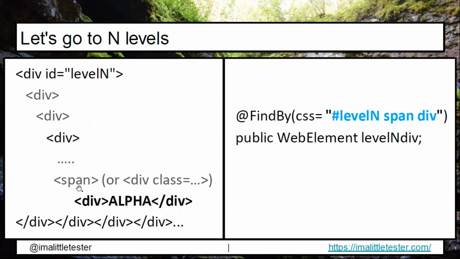However, this span does. So when this selector is evaluated, it will say, find me the first child of level N ID, which is a span, which is here, and then find me the div child of that span. And in our case, this is Alpha.